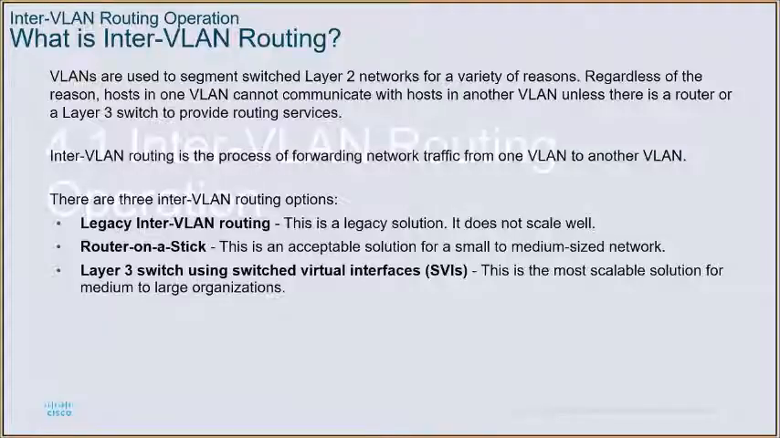Okay, so VLANs are used to segment layer 2 networks for a variety of reasons. Regardless of the reasons, hosts on one VLAN cannot communicate with hosts on another VLAN unless there is a router or a layer 3 switch to provide routing services. So inter-VLAN routing is the process of forwarding network traffic from one VLAN to another.